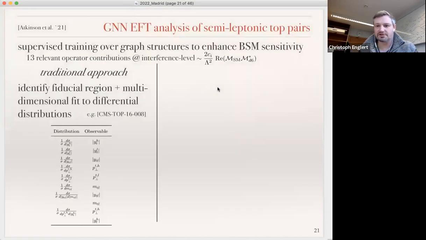So what's the traditional approach that we want to compare things to? I mean, at the end of the day, if you do something like this, you want to make sure that you gain something rather than just adding additional layers of complexity. So the traditional approach would be that you identify a fiducial region and you do a multi-dimensional fit to differential distributions that are available. And here we use a relatively old CMS top analysis that provides a whole range of distributions, also double differential distributions. So that defines our sensitivity baseline that we want to improve on.